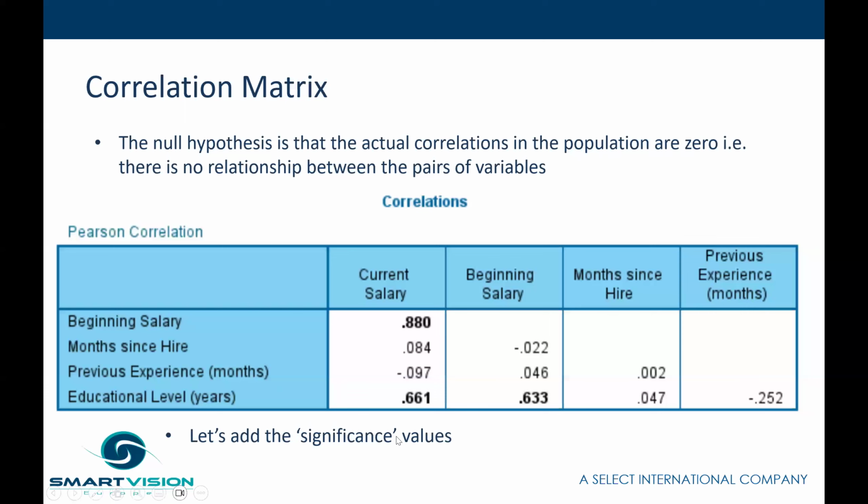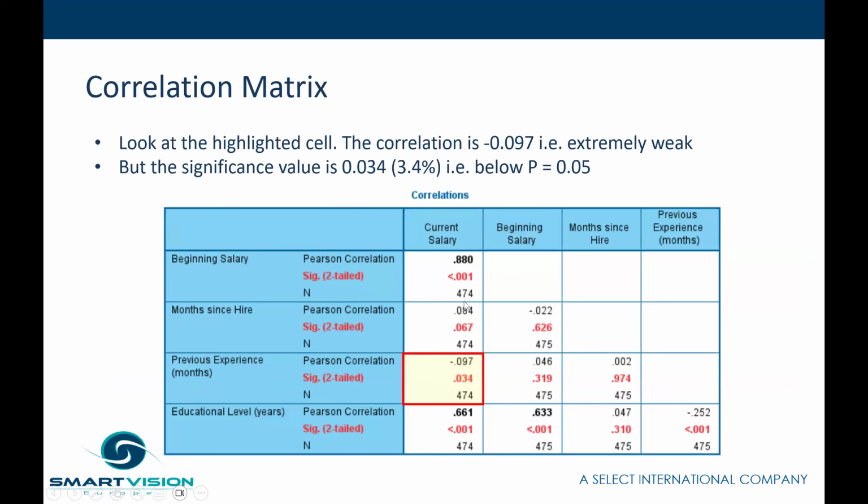So with that in mind, when we add in our significance values, you shouldn't be surprised to find that there are statistically significant correlations, i.e. less than 0.05, which are very, very weak. Because what it's saying here is that, well, it's probably not zero. I mean, it's minus 0.097. It's very, very weak. It's very close to zero, but it's probably not zero.